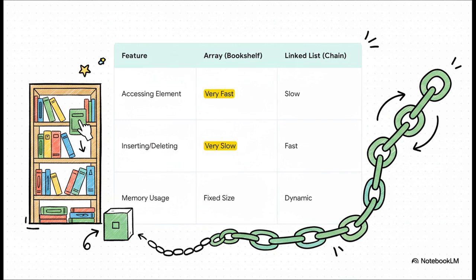But they are awful if you're constantly adding or removing things in the middle. Linked lists, our scavenger hunt, are the exact opposite. They are fantastic for inserting and deleting elements. It's super fast. But if you want to get the 500th item in the list, well, you have to start at the beginning and follow the chain 499 times to get there, which is not fast.